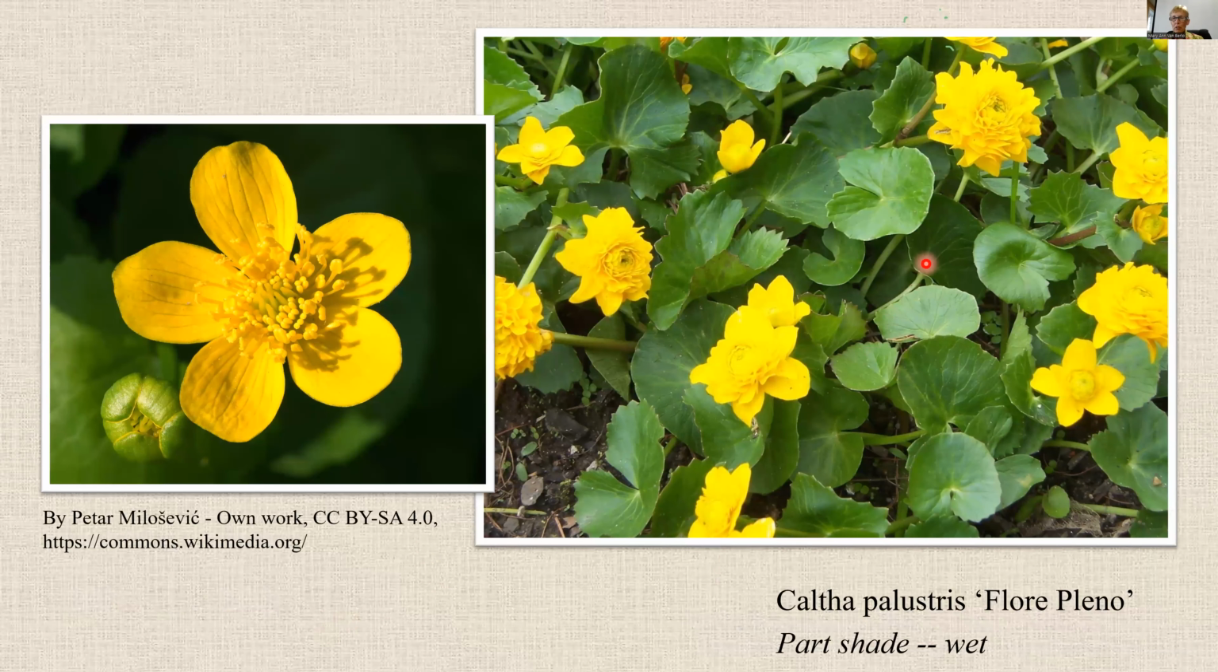And this is the marsh marigold. The single is our native marsh marigold, but there's also a double form that's quite showy. And it's good for the side of a stream or the side of a pond. I've got it growing on the seawall, or the soil in front of the seawall along the St. Lawrence. It doesn't need to have a wet beach, but it does need some moisture. So it likes part shade and moist soil. So the double's called Flora Plano.